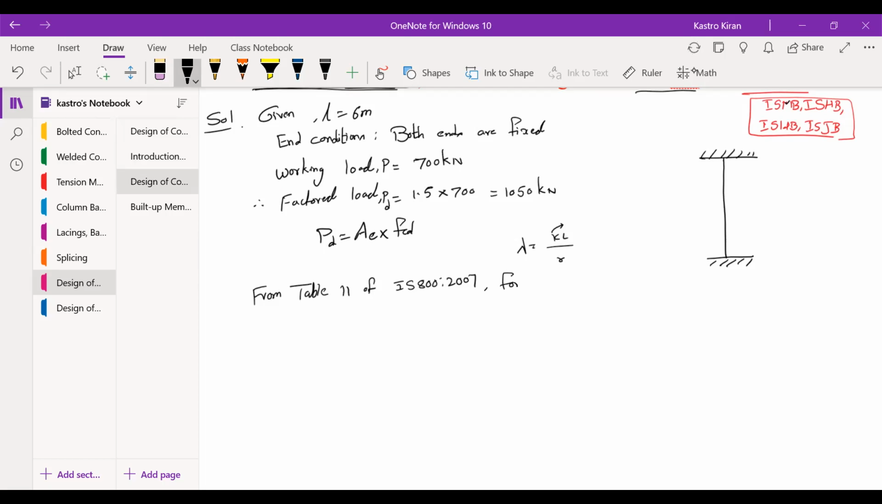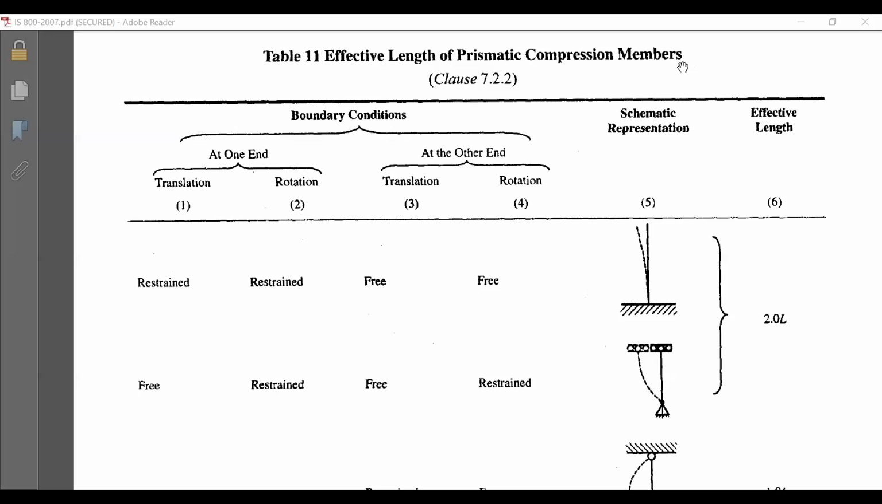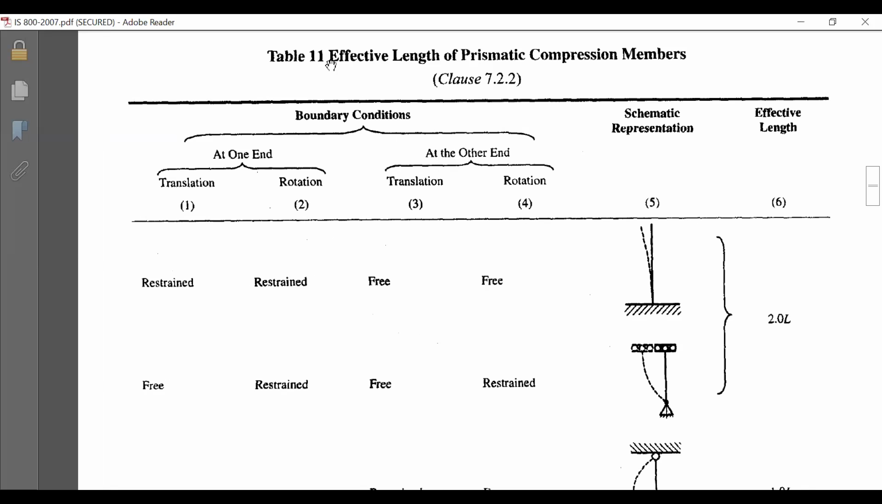For both ends fixed, right? We have decided that both ends of the column are fixed. For both ends fixed, the value of K equals, so we don't know the value of K. So let's look into table 11 and find out the value of K. This is table 11 of IS 800 2007, which talks about effective length of prismatic compression members.